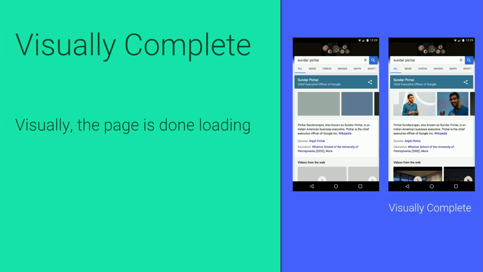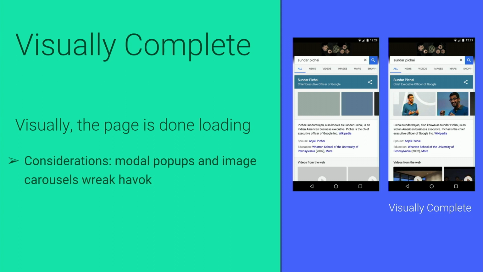All right. Visually complete is pretty straightforward to define. The page is visually done loading, and we don't expect it to change anymore. Two things that really mess with visually complete are modal pop-ups, like "please subscribe to our newsletter," where we're just going to ask you to do that with a screen that covers all the content, or any image carousels that are just rotating. Hard to say when it's done if that's happening. So that makes it a little bit hard for visually complete to add value.